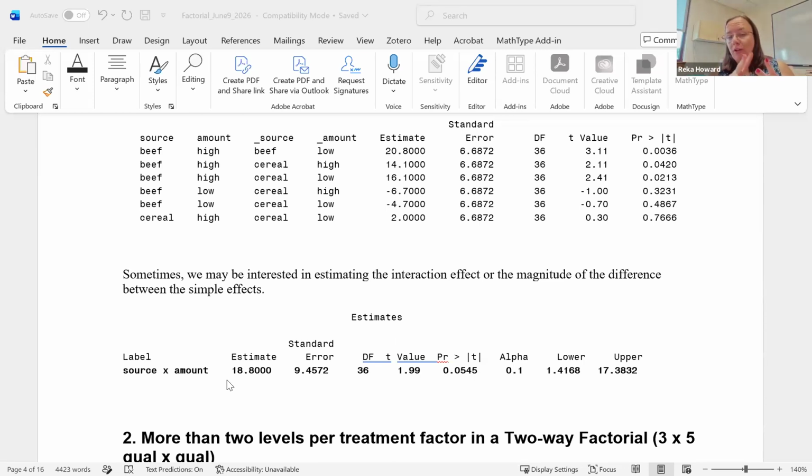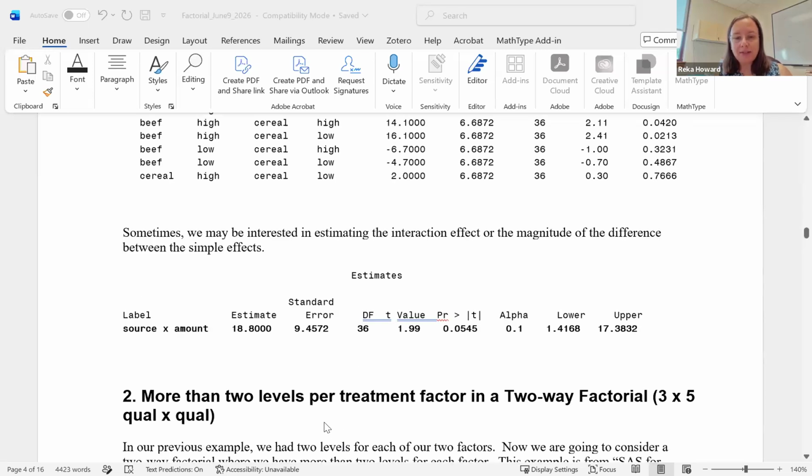So this was an example where we had two levels of each of the factors. So we had two factors, and they were qualitative factors. So qualitative meaning we had low and high, cereal and beef. So those were the two levels for each. So it was a 2 by 2 qualitative by qualitative factorial. So now we will look at another example, which will be similar. We are just increasing the factor levels. So this example will be qualitative by qualitative, but now we are saying it's a 3 by 5. So instead of a 2 by 2, we will have a 3 by 5.